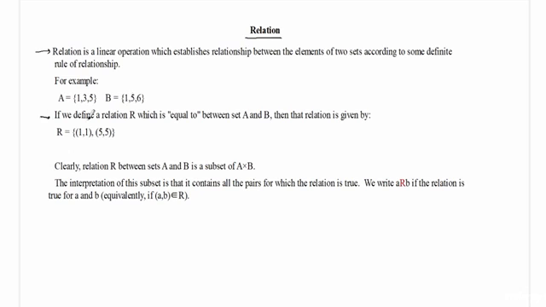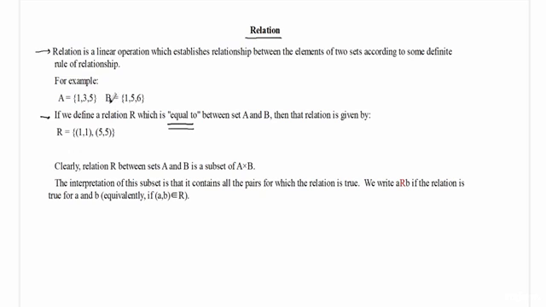So for example, if we define a relation R which is equal to, here we are defining a relation which is equal to between sets A and B, then that relation is given by: equal to means you will take all the elements from A and see which elements are equal to the elements in B. So here relation R will have basically two ordered pairs.